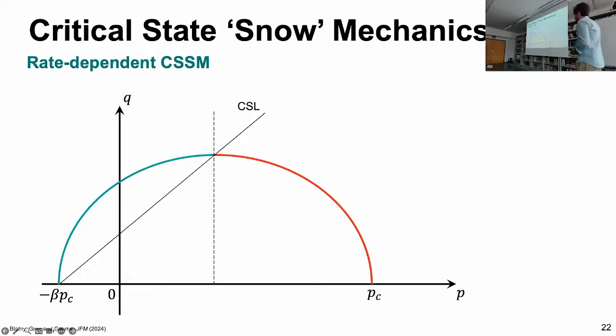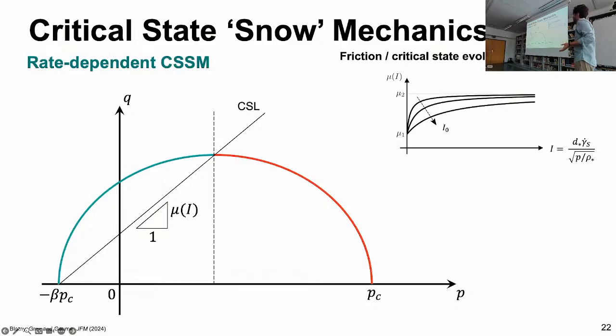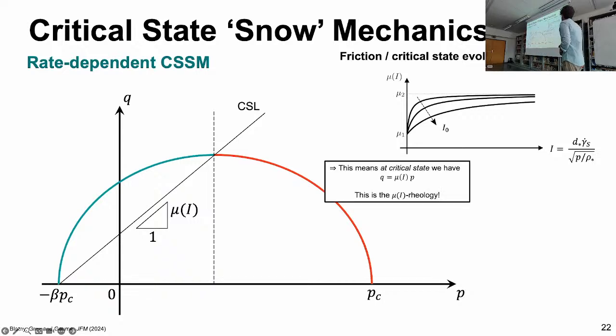What we can acknowledge is the fact that when we start to have a flowing state, those states will tend to align on the critical state line. So essentially what we just need to do is to make the critical state line dependent on the inertial number, just like in the mu of I rheology. You see here, this is again in the space of P and Q. So this is really our factor of proportionality. And it means that at critical state, we retrieve exactly the mu of I rheology.